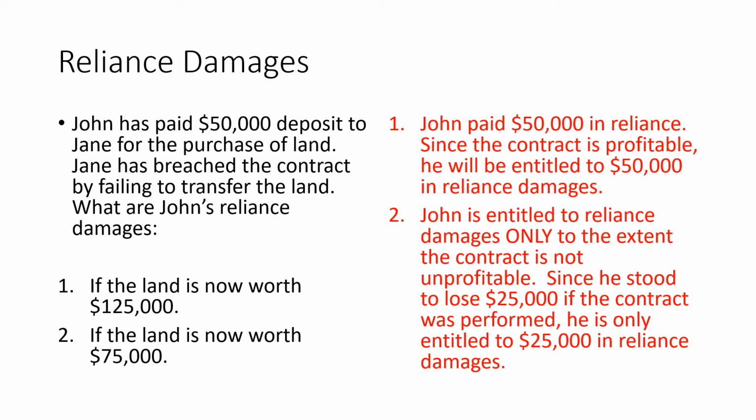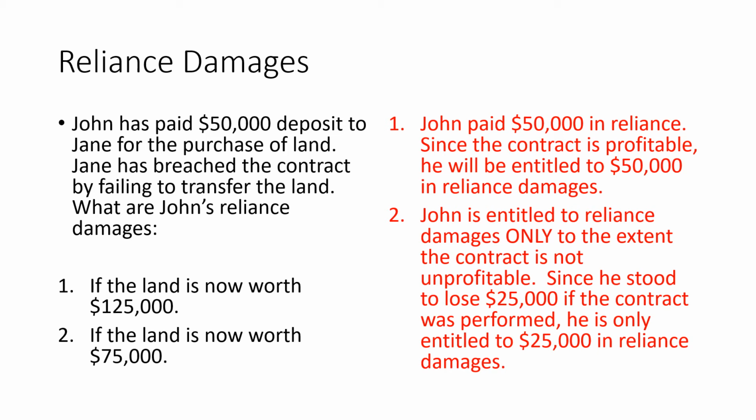Now let's look at reliance damages. John's paid $50,000 deposit to purchase the land from Jane. Jane breached the contract, failed to transfer the land. What are John's reliance damages? The first example, if the land is worth $125,000, because the contract is profitable, John expected to turn a profit, he is going to be entitled to claim the whole $50,000 in reliance damages.